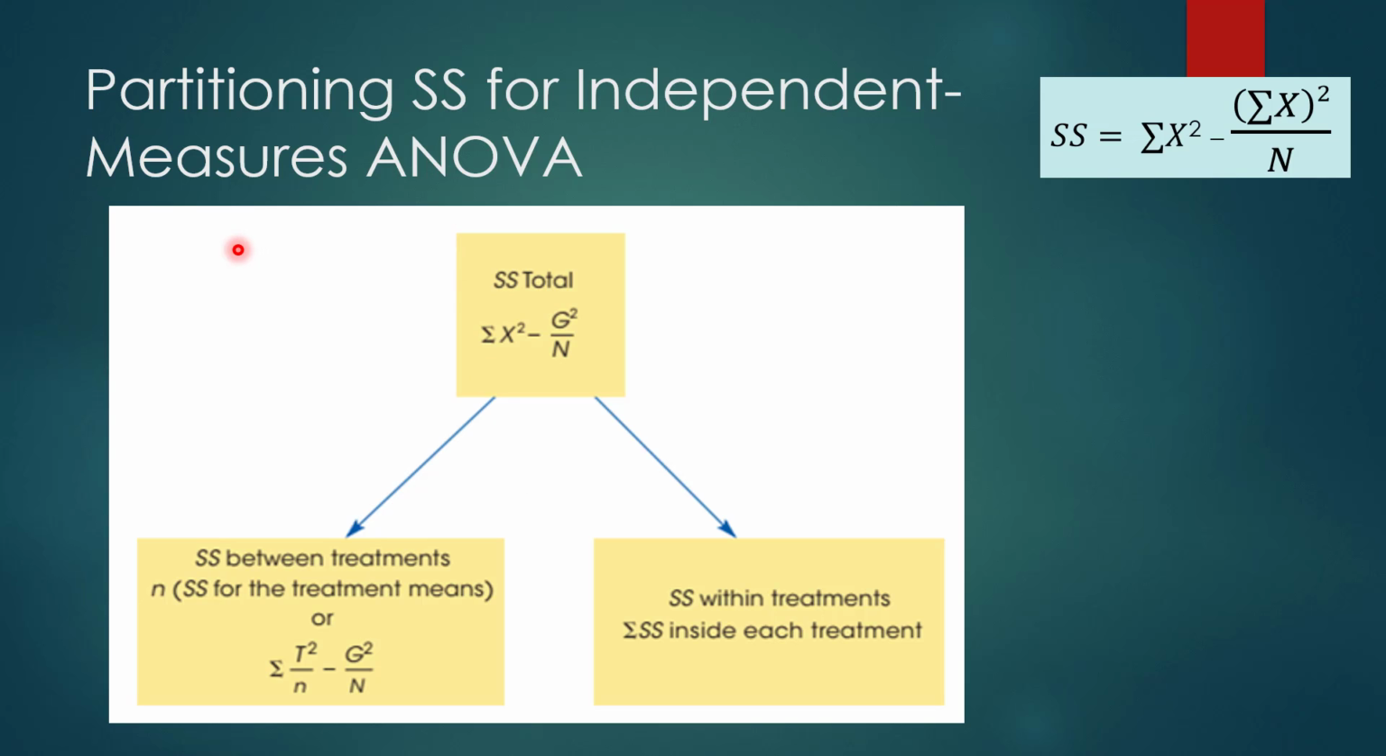So, partitioning our sum of squared deviations for the independent measures ANOVA. We have this total, and this is a formula for the sum of squared deviations for the total experiment. Here's the sum of squared deviations for between treatments, and here's a formula for that. And then the sum of squared deviations within treatment is the sum of the sum of squared deviations inside each treatment. So within each treatment, we'll get a sum of squared deviations. Then between the treatments, we'll get a sum of squared deviations. And those added together give us our total.